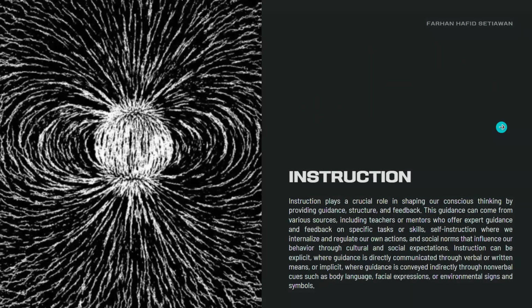Lastly is instruction. Instruction plays a crucial role in shaping our conscious thinking by providing guidance, structure, and feedback. This guidance can come from various sources, including teachers or mentors who offer expert guidance and feedback on specific tasks or skills, self-instruction, where we internalize and regulate our own actions, and social norms that influence our behavior through cultural and social expectations. Instruction can be explicit, where guidance is directly communicated through verbal or written means, or implicit, where guidance is conveyed indirectly through nonverbal cues such as body language, facial expressions, environmental signs, and symbols.